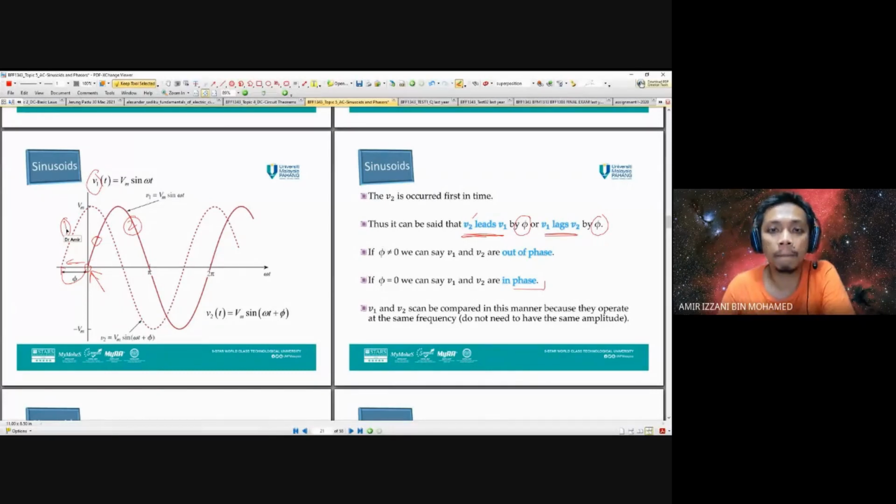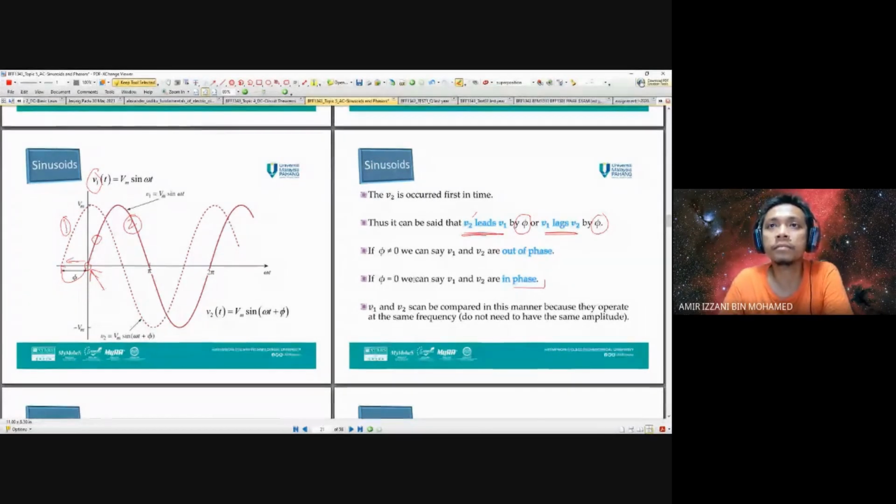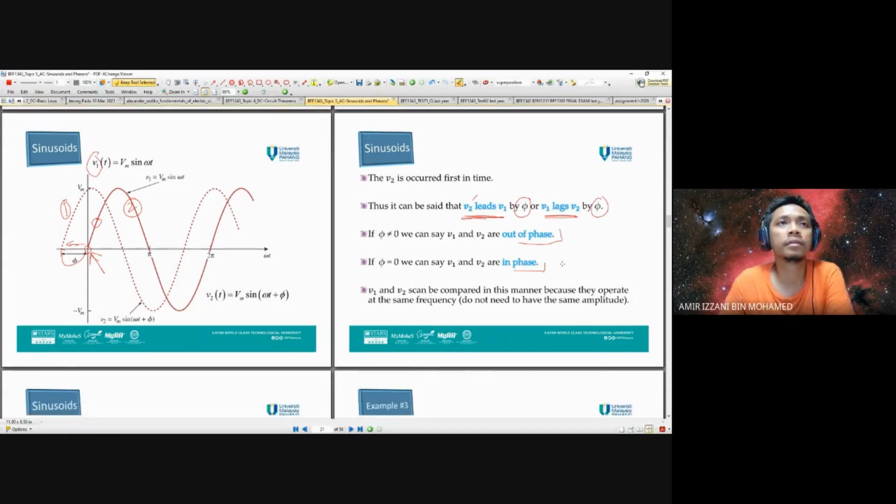V1 and V2 can be compared in this manner because they operate at the same frequency. They don't need to have the same amplitude. If the frequencies are different, then we cannot say anything about their phase shift. It must be a one-to-one comparison, a same-frequency comparison. Okay.